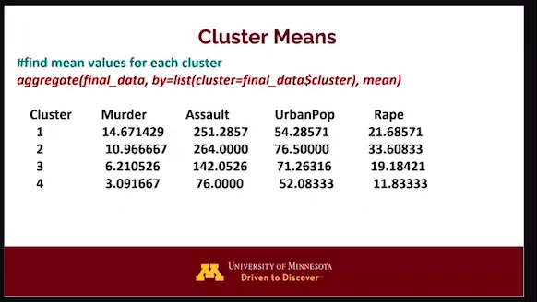Now, what I'm showing you is what I call the mean number of murders per 100,000 citizens. The mean murder rate for cluster 1 is 14.67. I wanted you to see that. The assault rate and the urban population rate for cluster 1, cluster 2, cluster 3, and cluster 4.